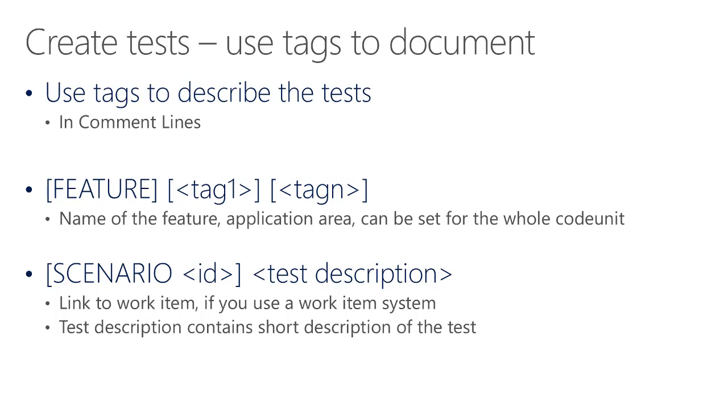So you set a feature tag with the name of the feature. The application area can be set for the whole code unit. And then for the scenario, this is where you can link to a work item if you use a work item system like Visual Studio Team Services. And then you have a short test description that contains a short description of the test itself.